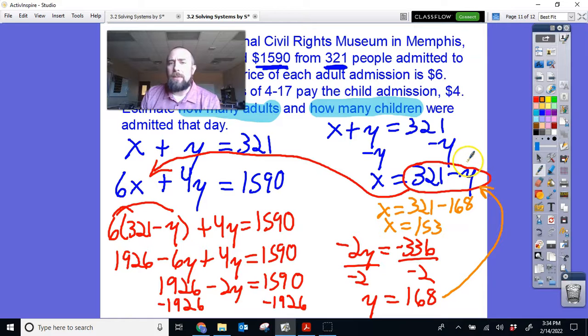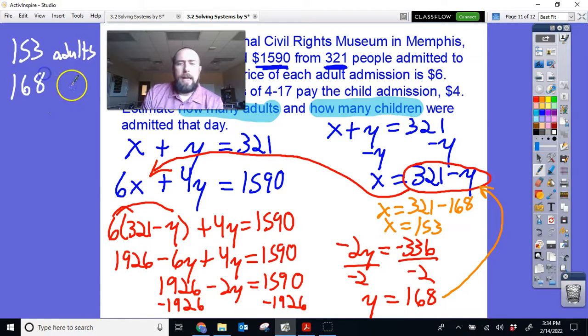Here's where Mr. Harrison's going to get picky. Go back to what we were doing. We're trying to find how many adults and how many children. You need to make sure you come back and say, okay, 153 was the X value. That's adults. 168, that was the Y value. That's children. Please be real specific. I'm probably not going to grade you off on that, but if you don't actually answer the question, I will take off points. Because you need to make sure that you actually understand what the answer is.